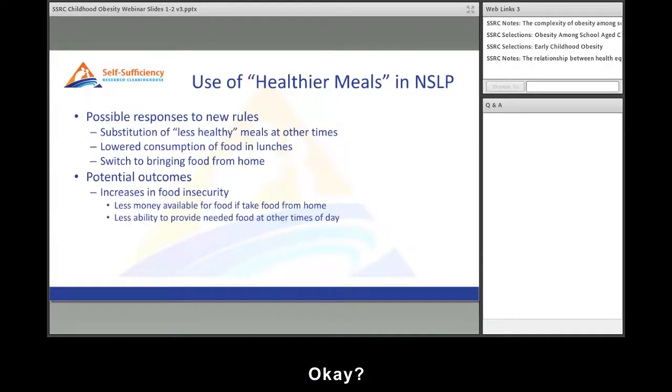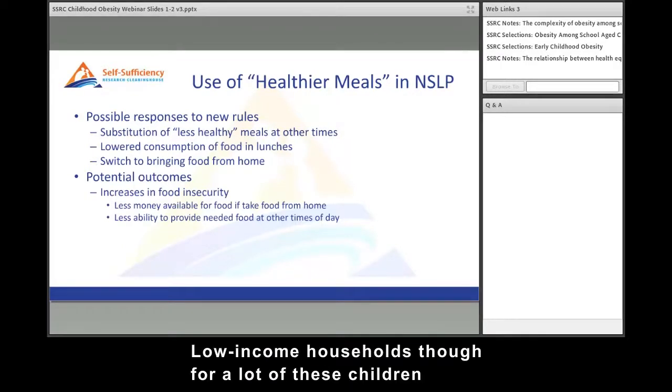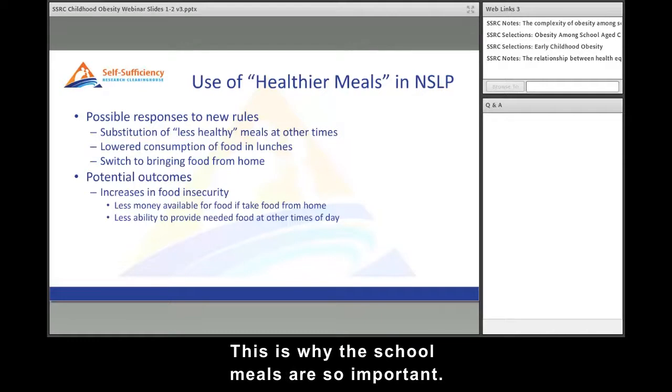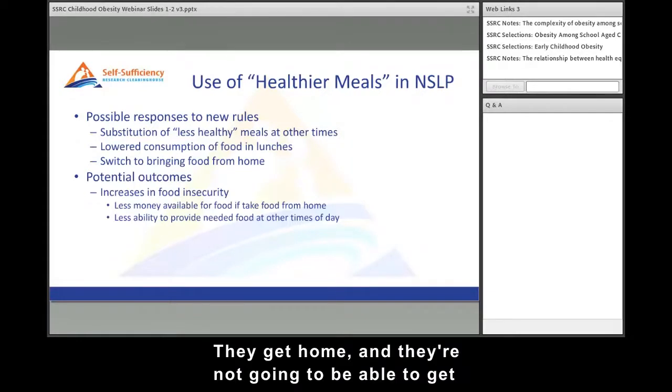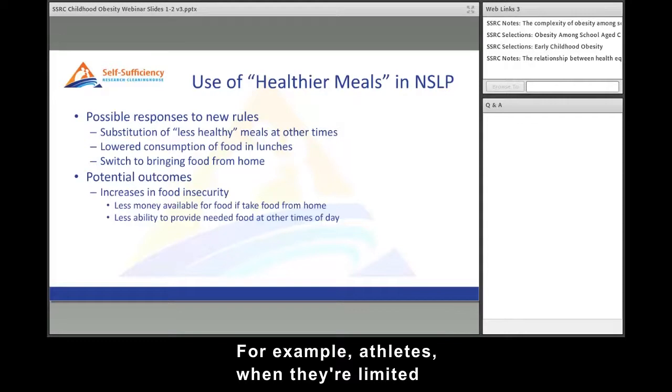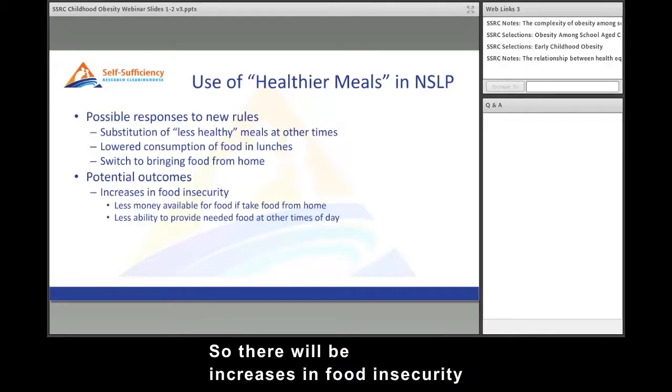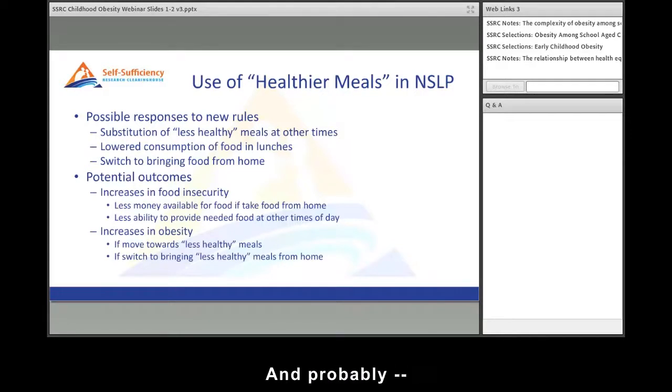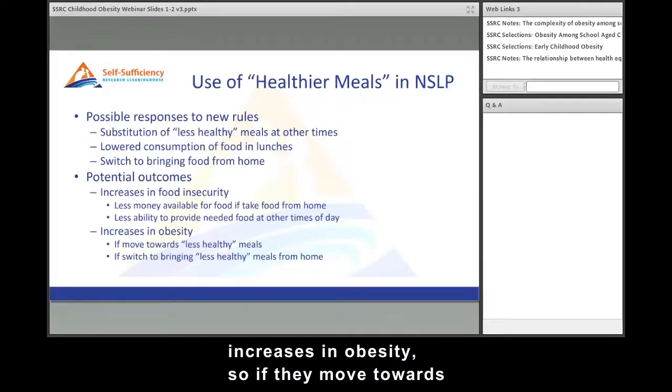Okay. Low-income households, though, for a lot of these children, those cupboards are bare. This is why the school meals are so important. They get home and they're not going to be able to get the food that they need at other times of the day. I mean, can you imagine, for example, athletes when they're limited in terms of the number of calories, where are they going to get the food when they get home? So there'll be increases in food insecurity due to these impositions, and almost for certain, increases in obesity.